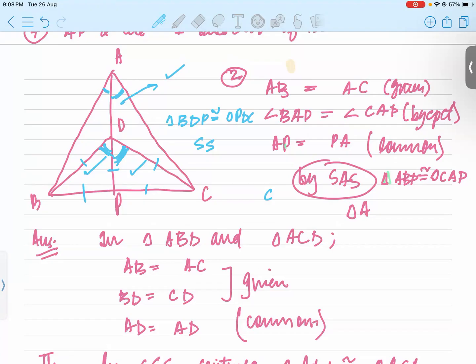Can somebody explain to me? Children, you're not responsive in the class at all. Am I not audible? Yes, ma'am, you are audible. Nobody can explain to me. Now AP is the perpendicular bisector of BC. That becomes very easy.